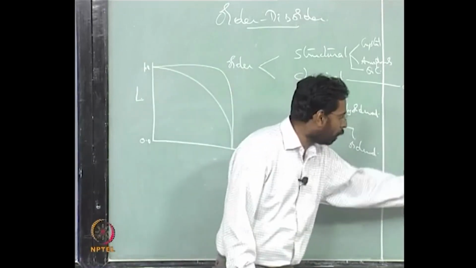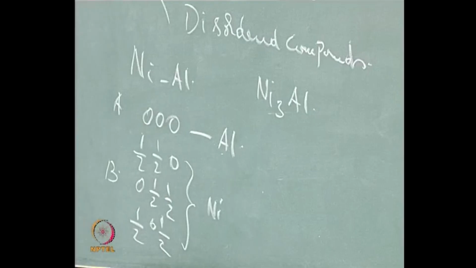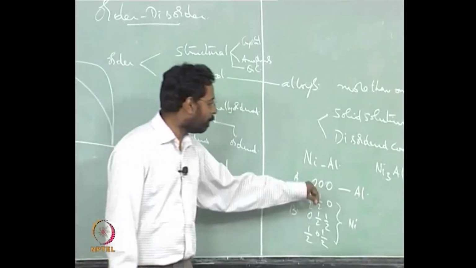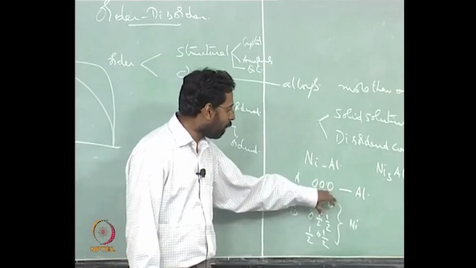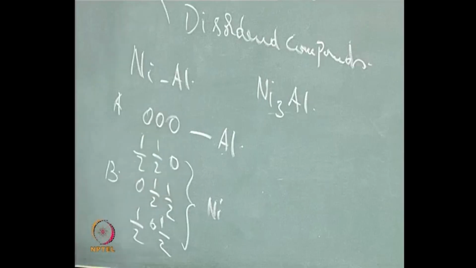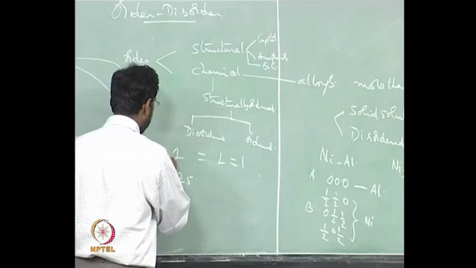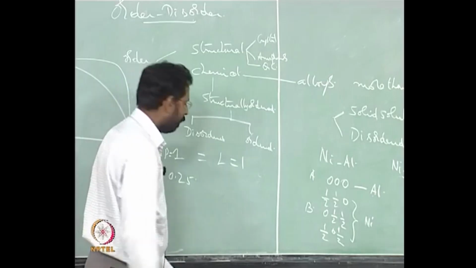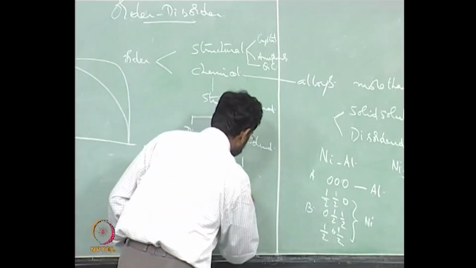That means all aluminum atoms are there at this site. If you see partially aluminum is sitting there, and when you say that the probability of finding aluminum at this A site, if I call it the A site, is 1, that is perfect order. If the probability P is 0.25, then we will say L is 0.